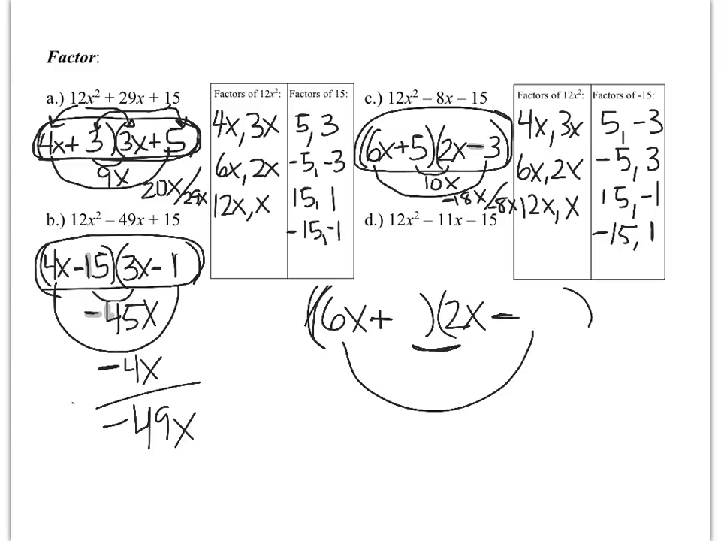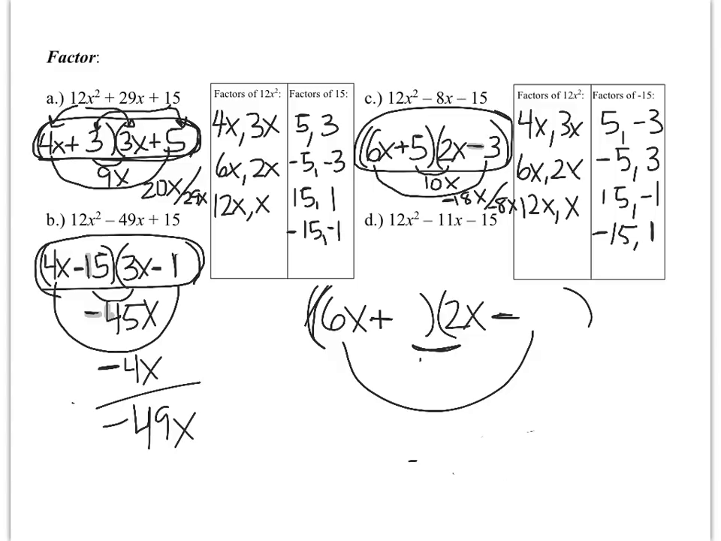So I'm going to throw out the 15 and the 1, and let's now try 5 and 3. Let's say I put the 5 here and the 3 here, and let's just check my inners. This gives me 10x and then negative 18x. If I combine that, 10x minus 18x gives me negative 8x. Well, that's not going to give me negative 11, but I'm getting closer. So let's try to switch the 5 and the 3 and see what happens.